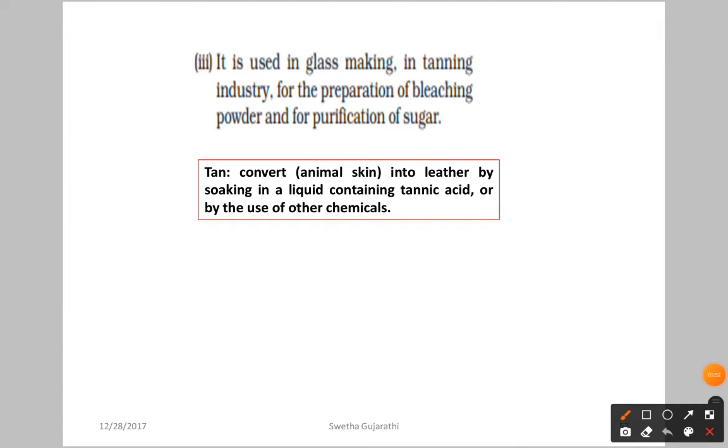It is also used for glass making and the tanning industry, and for the preparation of bleaching powder. Already we discussed bleaching powder. It is also used in the purification of sugars.